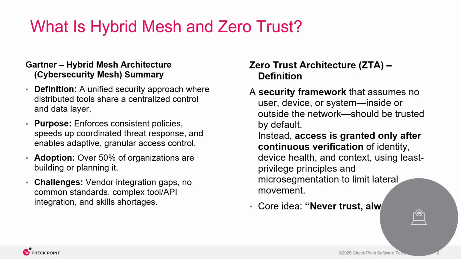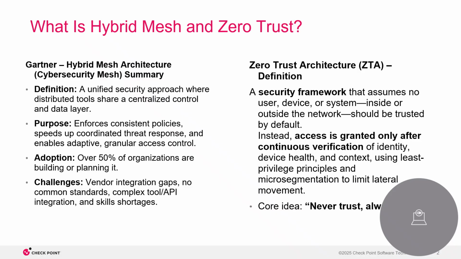Where we are at with implementation of hybrid mesh, it's about 50% of organizations are either building it or in a planning stage. It does seem a little bit low, and there is a reason for it. It is because we have lots of challenges in doing it.